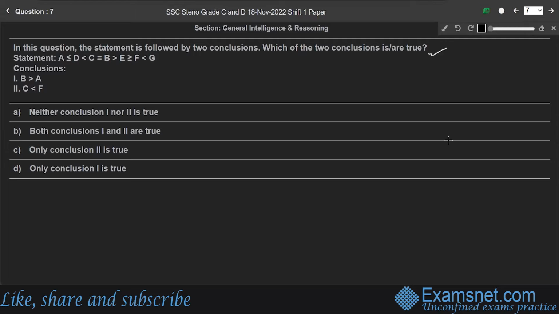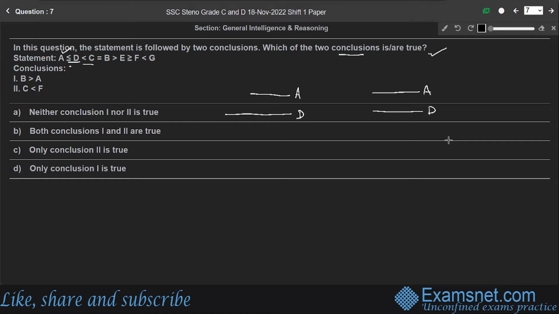Question number 7. In this question, the statement is followed by two conclusions. Which of the two conclusions is or are true? Right? Here is the statement. So I'll take each letter as a line. So here, A less than or equal to D. I'll consider A as a line which is less than D. There is one more case that A is equal to D. Therefore, A is less than or equal to D, right?